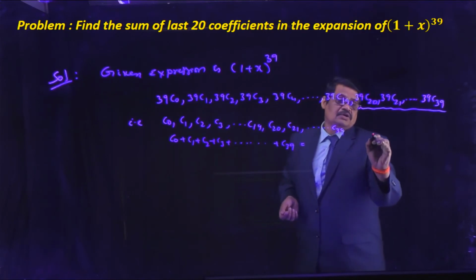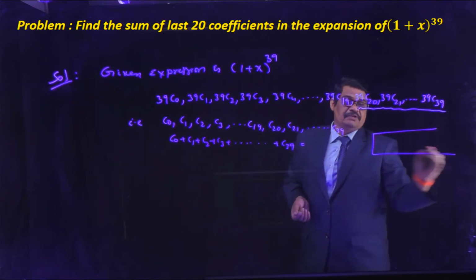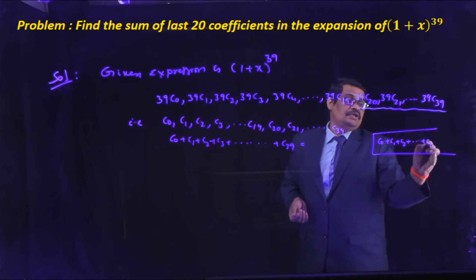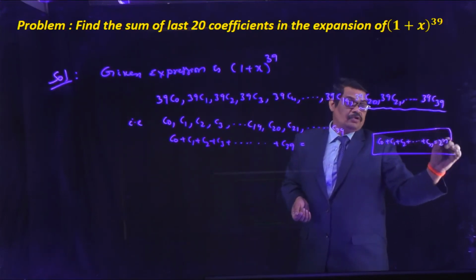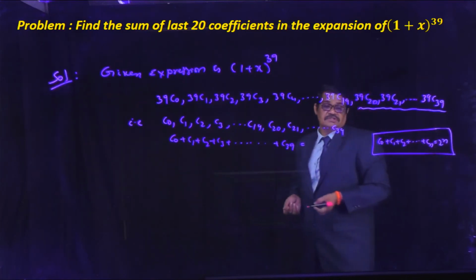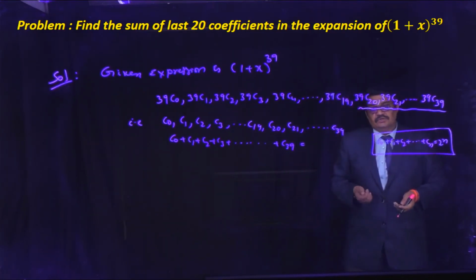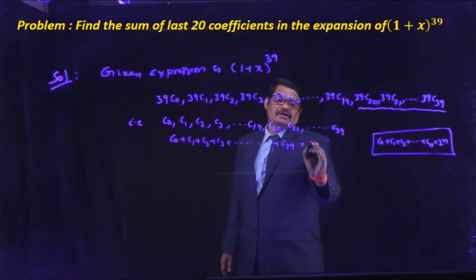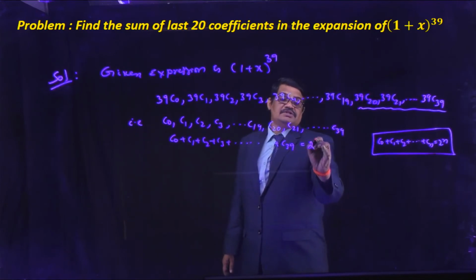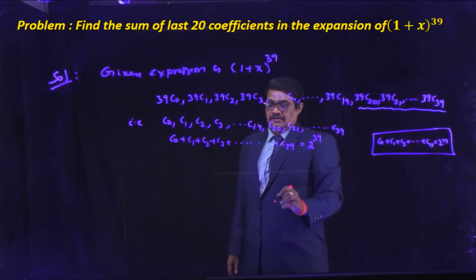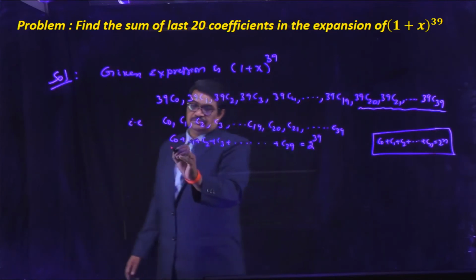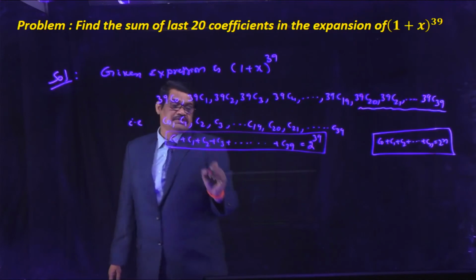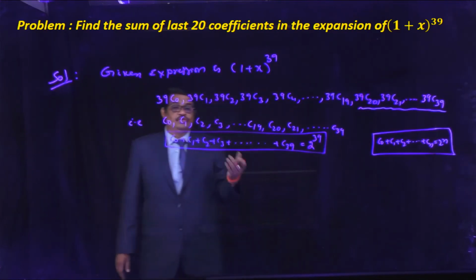We have previously discussed that the sum of the binomial coefficients C0 plus C1, C2 and so on, Cn is equal to 2 to the power of n. So here, what is n? n is 39. So the sum of the binomial coefficients is 2^39. This is the result we know.